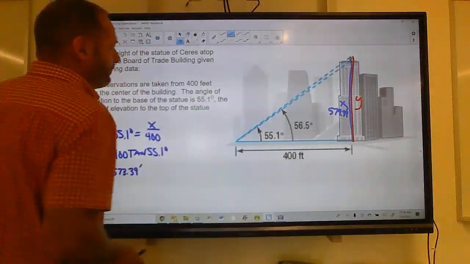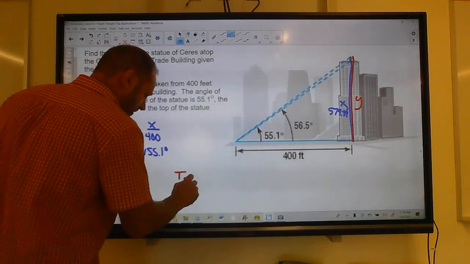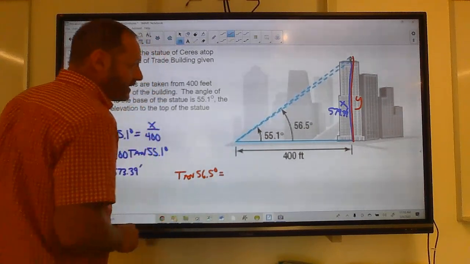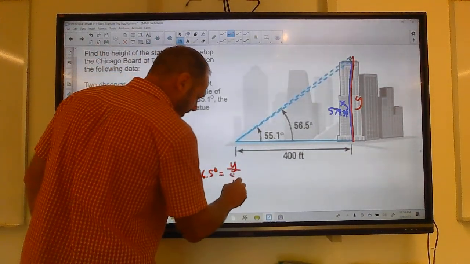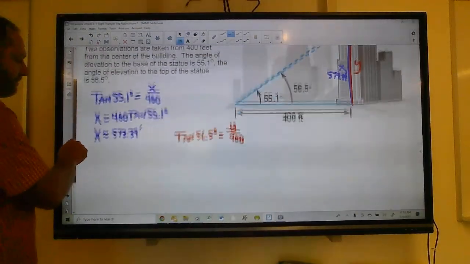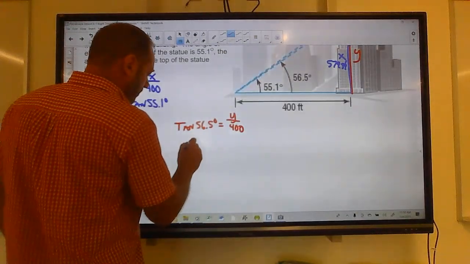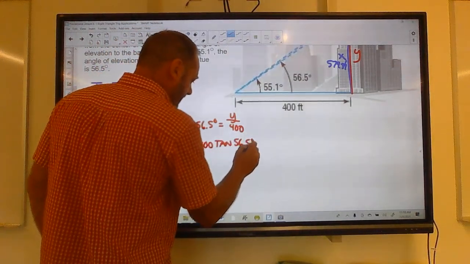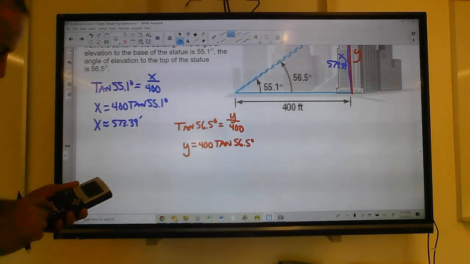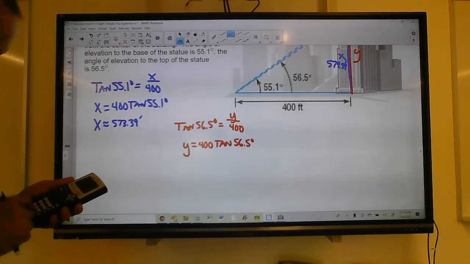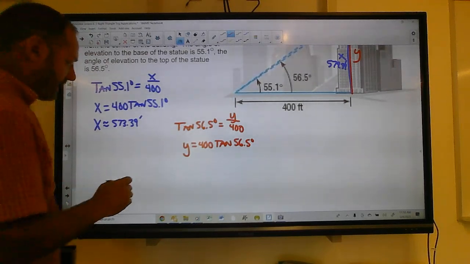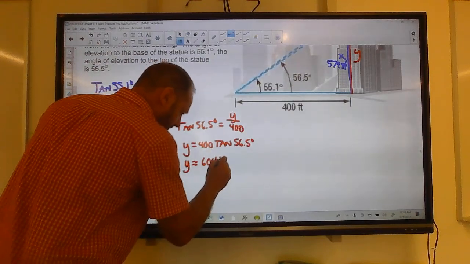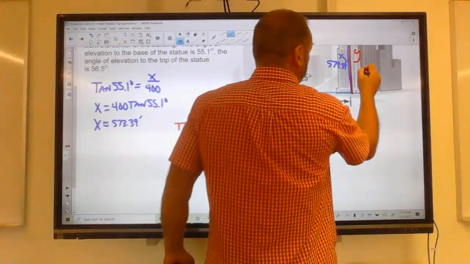Now I also need to do the red one. So the tangent of 56.5 degrees is going to equal y over 400. Basically the same thing I did here. Y is going to be 400 times the tangent of 56.5 degrees. And I get y is 604.33 feet. That's this over here.